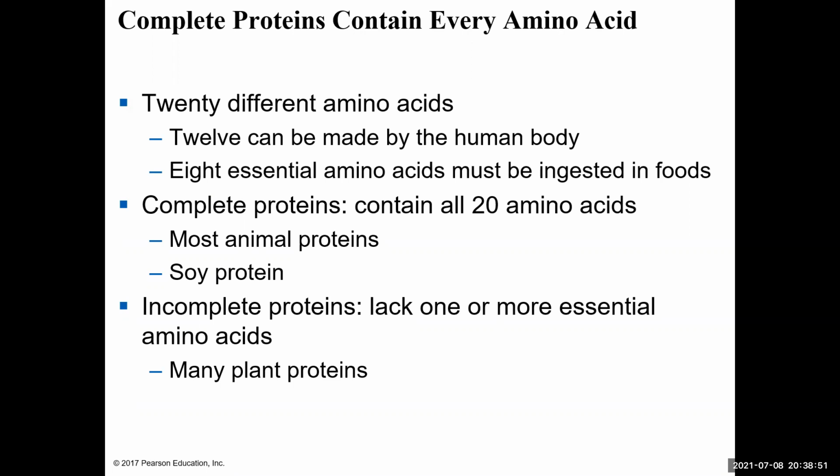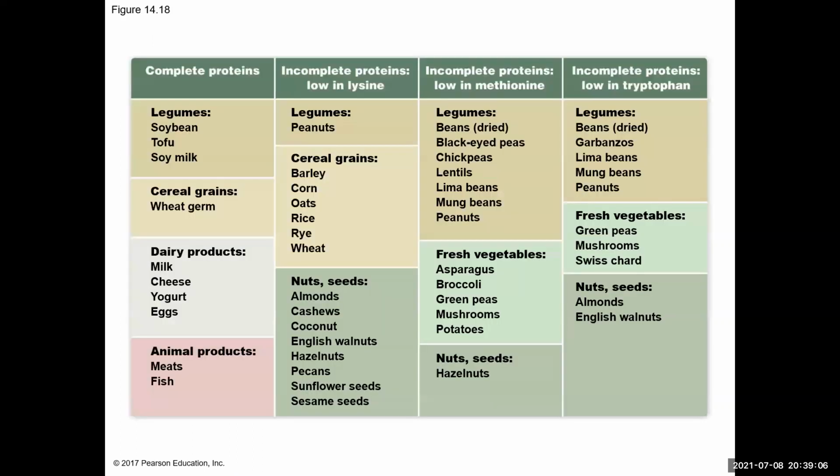That's going to be like your soy protein and most of your animal proteins, your meats. Incomplete proteins lack at least one essential amino acid, right? And a lot of these are your plant proteins. But with your plant proteins, you can consume a variety of plants to make a complete diet, right?